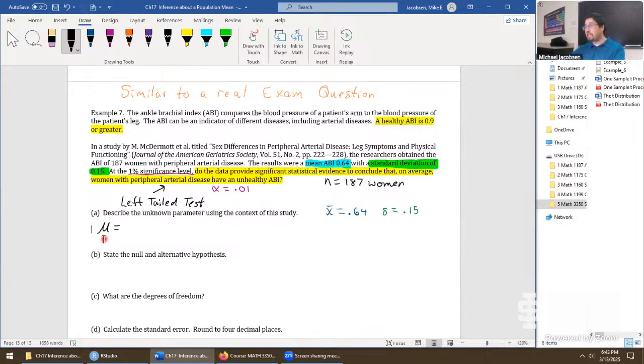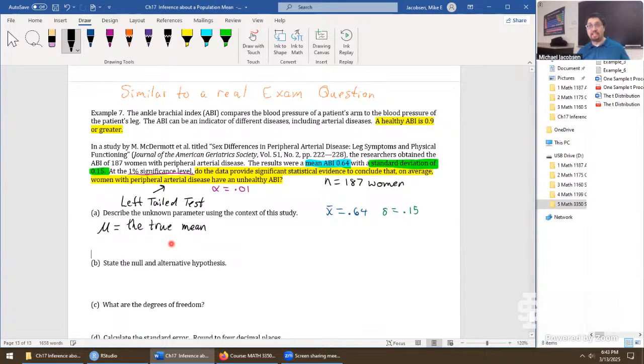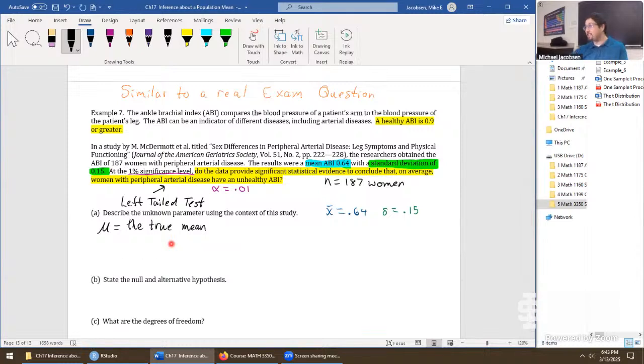So mu is going to be the true mean, or you could say population mean. I changed the wording here just a little bit to signify you don't have to be stringent. You can add a little bit of color to how you say these things.